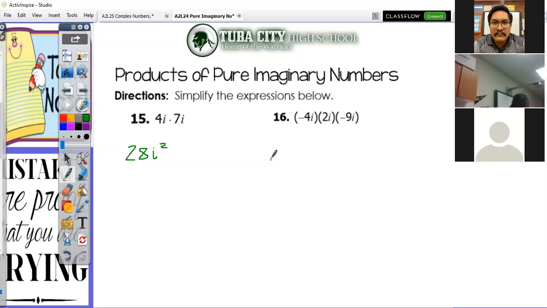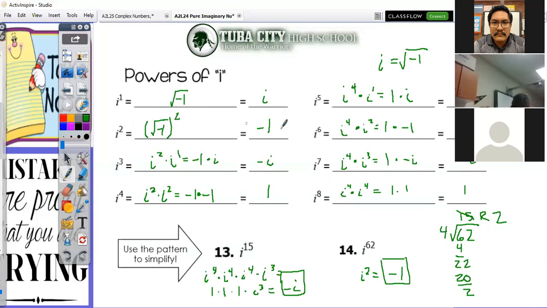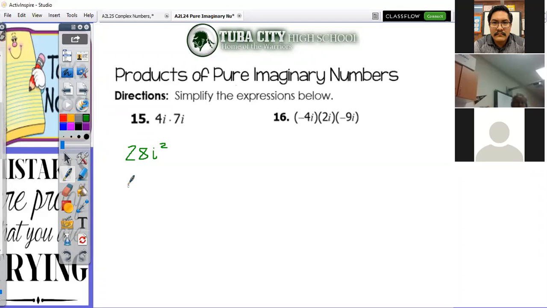That exception is that here we have i squared. Looking at the chart, i squared is equal to negative 1. So 28 times negative 1. I'm going to substitute it in, switch it out. And now we just multiply this together and we get negative 28, and that's our answer for this one.